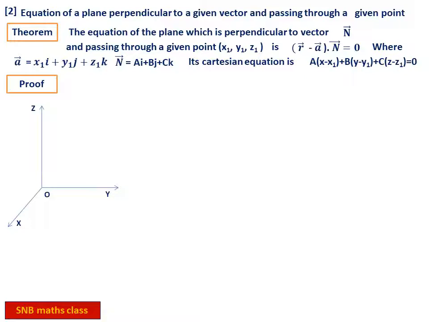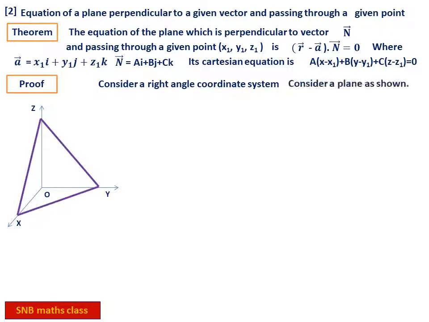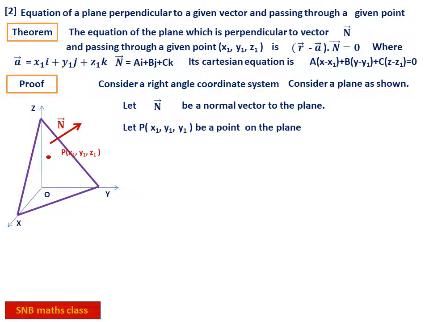So this is the coordinate system given. O is the origin. Now consider a right angle coordinate system. Now this is the plane. So consider a plane as shown in the diagram. Now let us say n is the normal vector to the plane. So that is given, and let n be the normal vector to the plane, and let us say point P is the point on the plane whose coordinates are x1, y1 and z1. So P(x1, y1, z1) be a point on the plane.